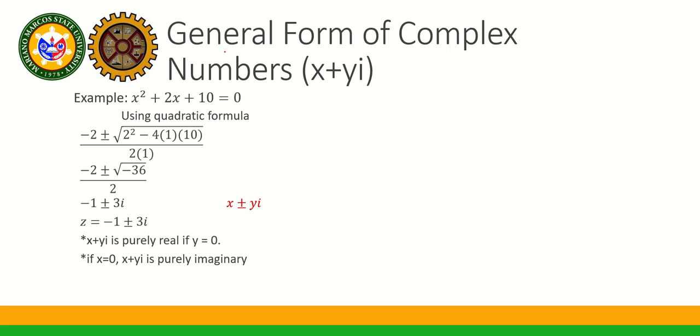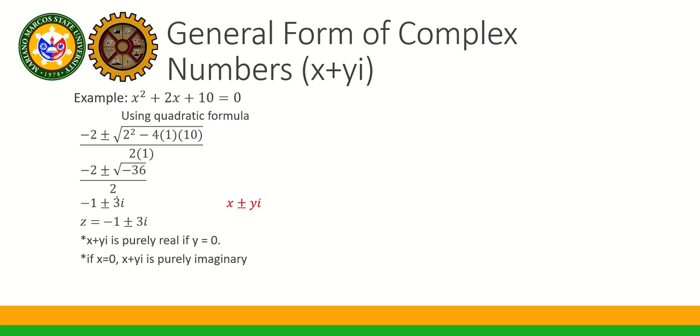Now we discuss the general form of complex numbers, that is x plus yi or x plus jy. Pwede rin yun. So example natin is x squared plus 2x plus 10 is equal to 0. If we get the roots of this equation, we use the quadratic formula. That is, this is our b, and our a is 1, our c is 10. So our formula is negative b plus minus square root of b squared minus 4ac over 2a.